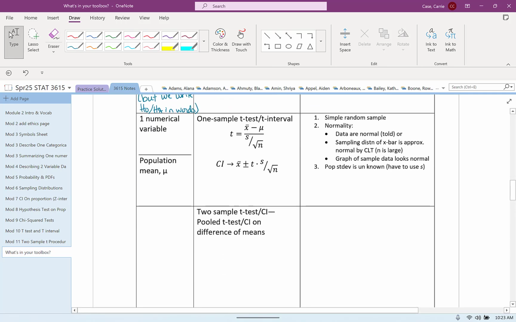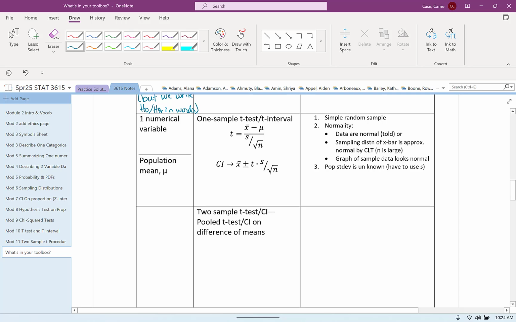Then we did the one sample t-test and t-interval. In the one sample t-test and t-interval, we are interested in one numerical variable, and we are specifically testing or estimating the population mean. Our t-test statistic is t equals x bar minus mu over s over the square root of n. And the confidence interval is x bar plus or minus t times s over the square root of n.